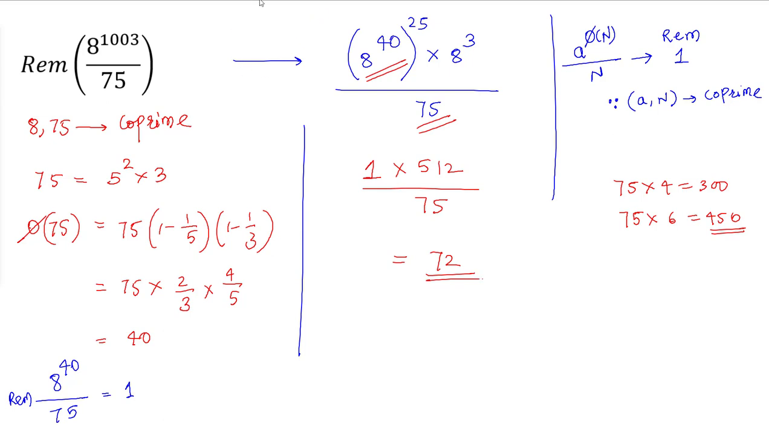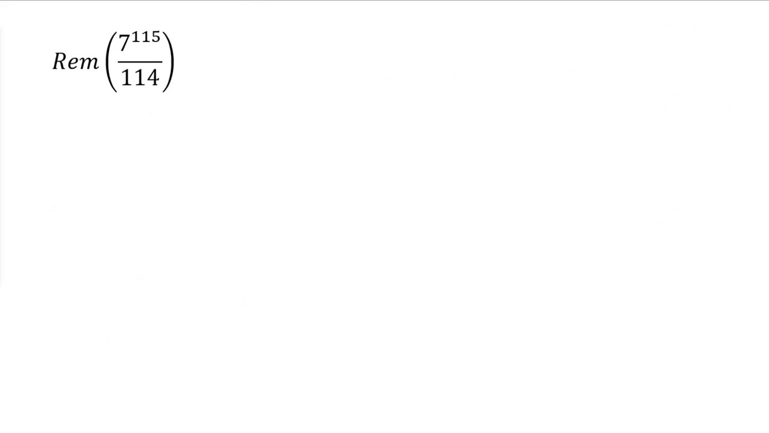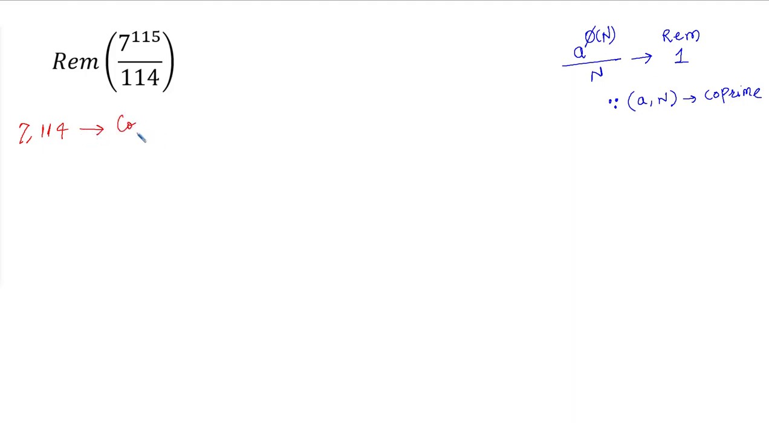Then after this, the next is 7 to the power 115 divided by 114. Okay everyone, now I will copy the Euler theorem here. So 7, 114, is it a co-prime pair or not? Tell me. 7, 114, they do not share any common factor except 1, so they represent a co-prime pair.